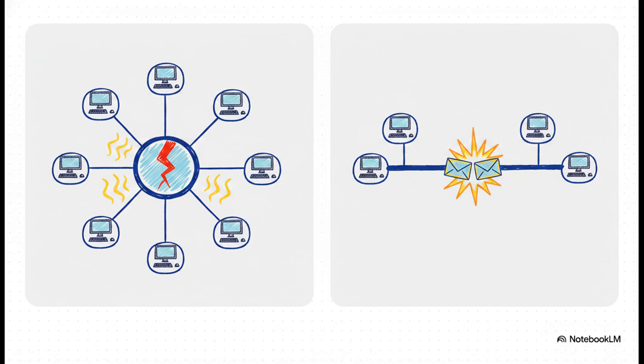Contrast that with a bus topology, which just uses a single central wire. It's way cheaper to build for sure, but you take a massive performance hit. Why? Because data signals traveling down that single wire constantly crash into each other, creating nasty data collisions.